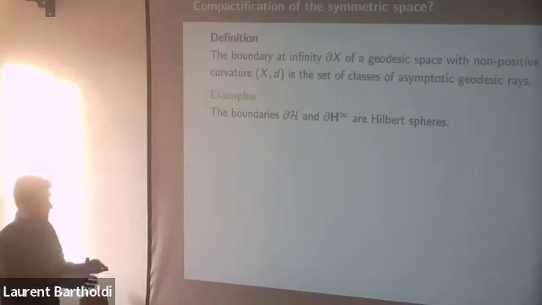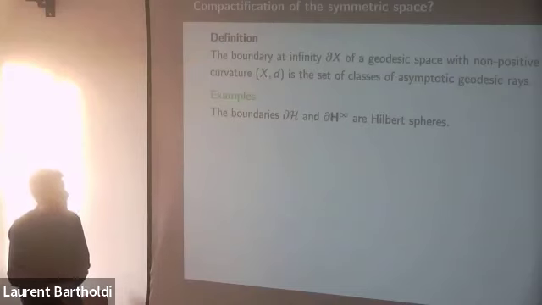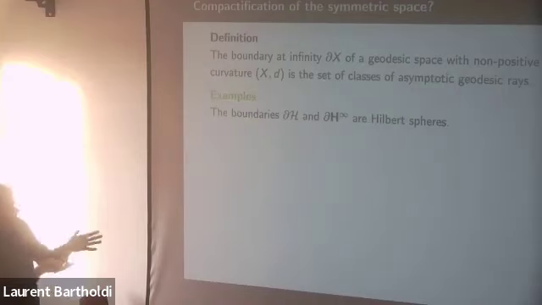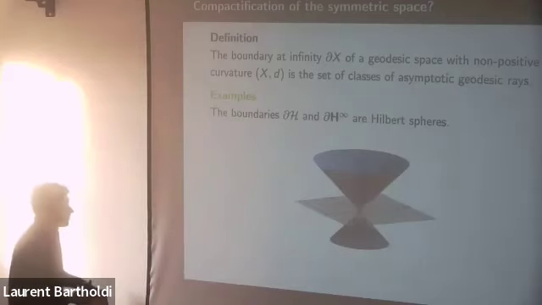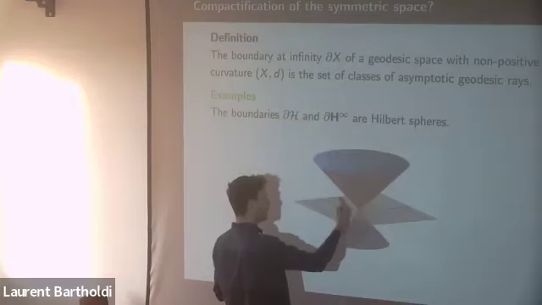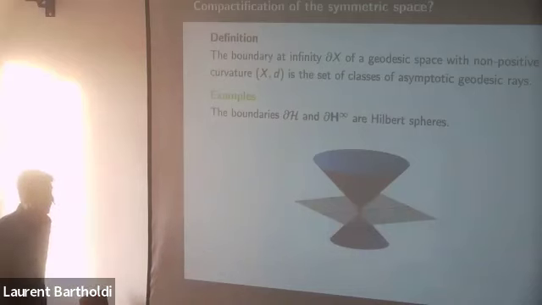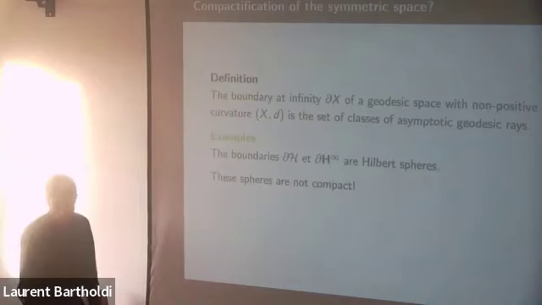Okay, if you are used to finite dimensional Lie groups, often you have some symmetric space, and you can compactify them by adding a boundary at infinity, and so you get a compact space. Okay, here I can consider either the Hilbert space or the hyperbolic space. It is a non-positively curved space, and I can add a boundary at infinity, but for both spaces, we get Hilbert spheres. And Hilbert spheres are not compact. The boundary is actually the projectivized cone. Okay, it's really Hilbert spheres. And in particular, the spheres are not compact. It is not a good way to do that.